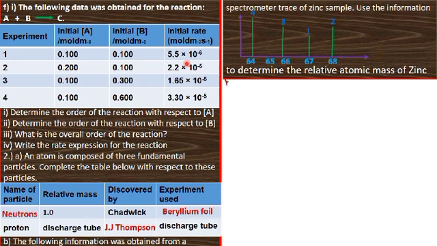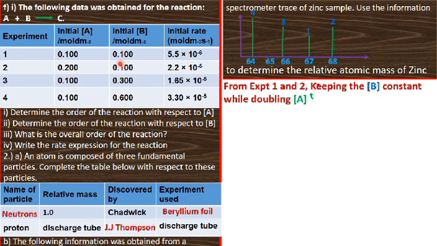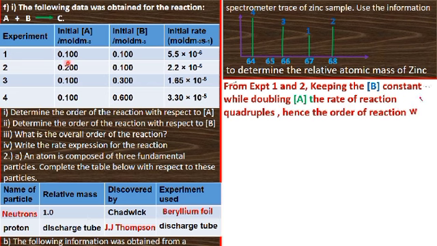So friends, if you want to examine experiments 1 and 2, keeping the concentration of B constant while doubling that of A, we can see that the rate of the reaction with respect to the concentration of A has quadrupled. Quadruples simply means that it has increased by a factor of 4. So that is why the order of reaction with respect to the concentration of A is second order.